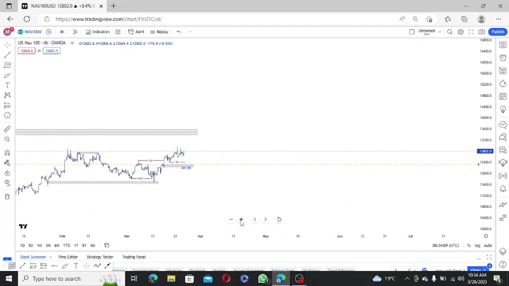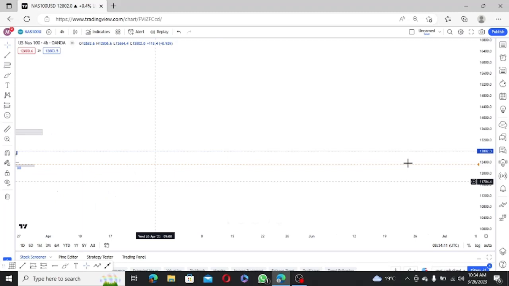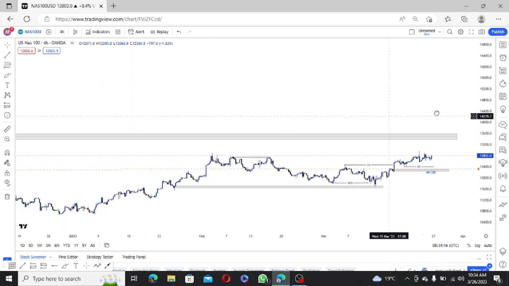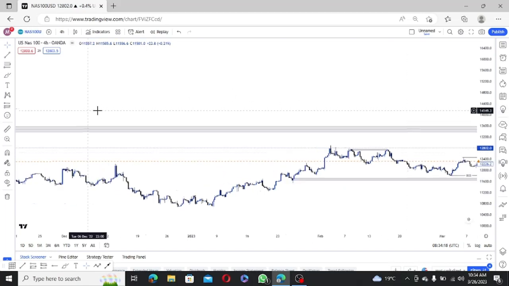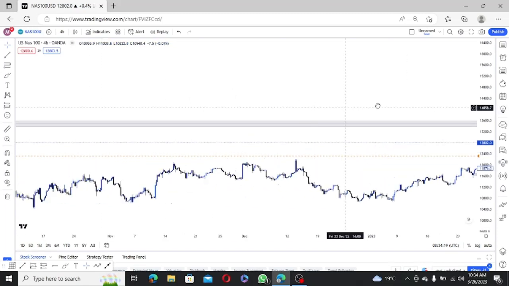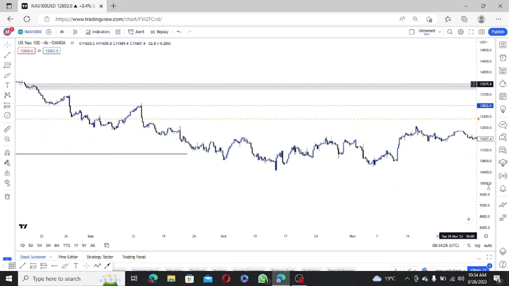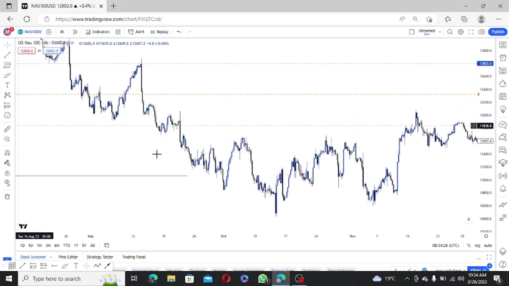Let me just zoom in a bit so that you guys can see. Then I just want to take this up till here. I just want to show you guys the other blocks that we are looking at. Okay, so let me just try to bring the chart somewhere around those areas, right?